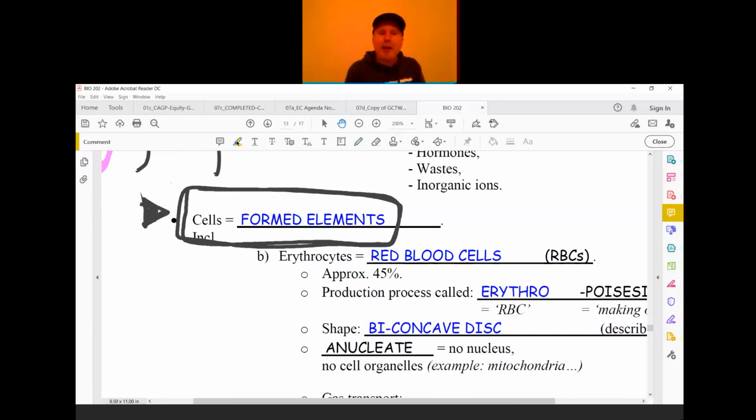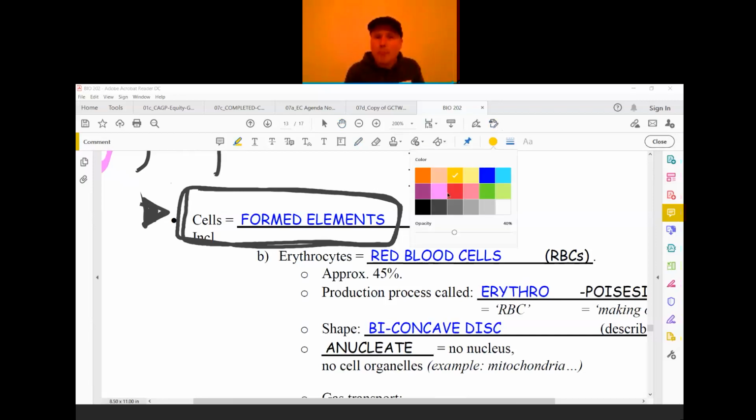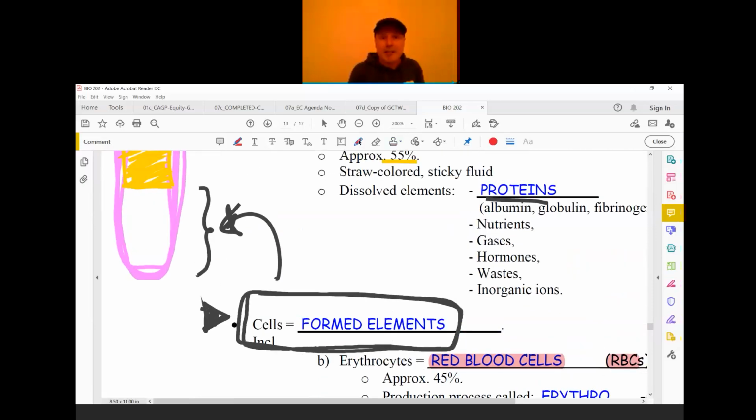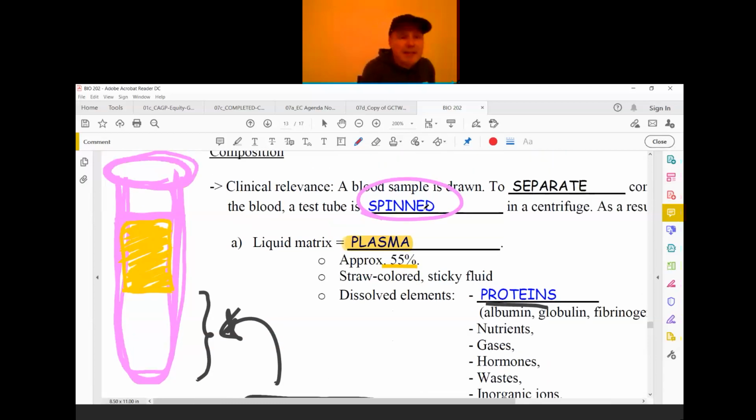After plasma, red blood cells are actually the most numerous part of the blood. So about 45% of the volume of the blood is going to be red blood cells. And we often abbreviate it as RBCs. So let's add our red blood cells to this diagram of ours. Red blood cells are heavy, so they're going to be at the bottom of this test tube. So red blood cells about 45% here.